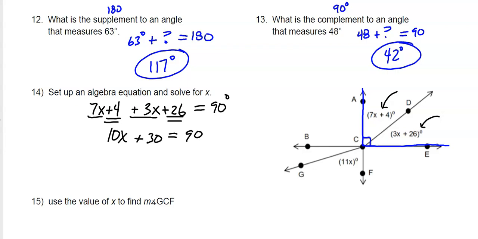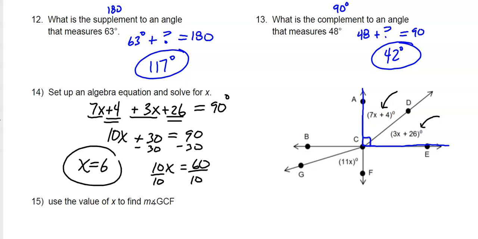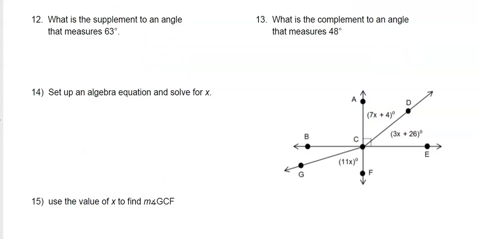And now I just solve. I minus 30 from both sides, and I get 10x equals 60. Divide by 10, divide by 10, and it looks like x equals 6. And that is the bell. Pause this video and I'll finish it up.